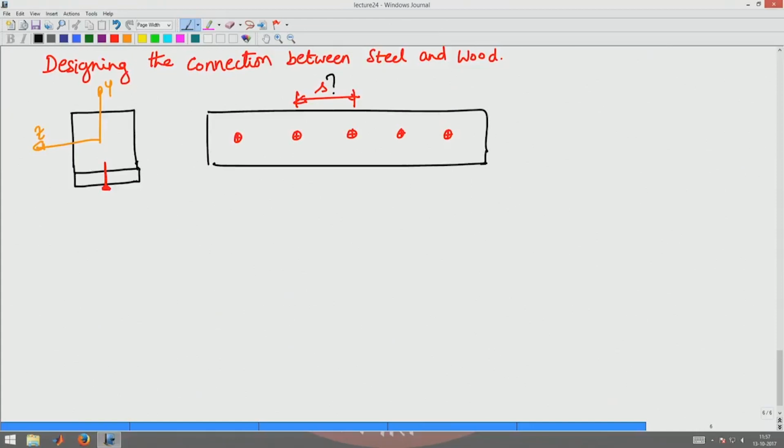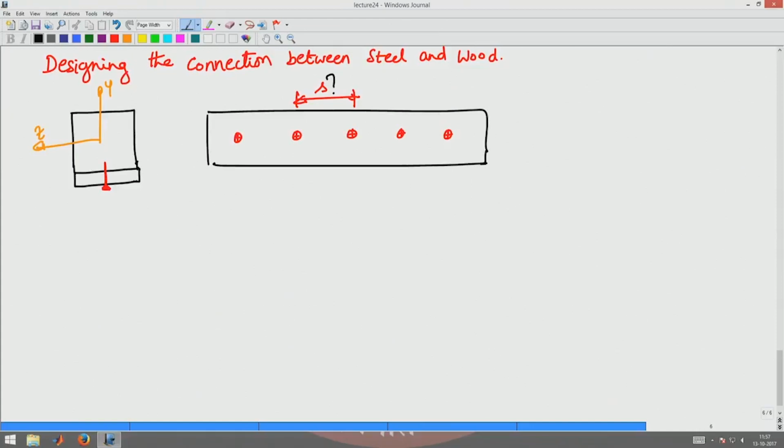The wood will deform, with the top surface in compression and the bottom surface in tension for the wood, and the steel also will have the top surface in compression and the bottom surface in tension, and there will be a separation at the interface between the steel and the wood. That is not what we want, right. So how do you design this connection is the question.